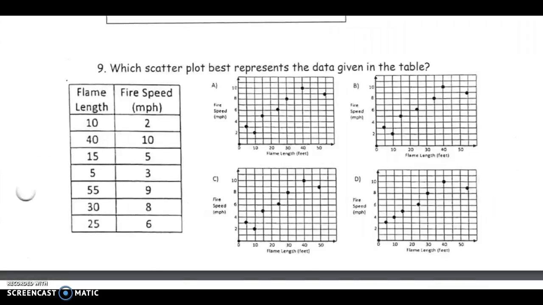Number 9, which scatter plot best represents the data given in the table? You have the flame length and the fire speed in miles per hour. Fire speed and flame length in feet.